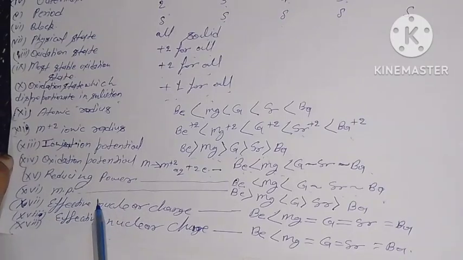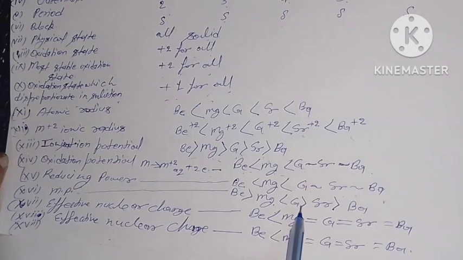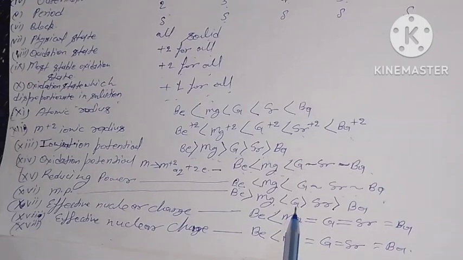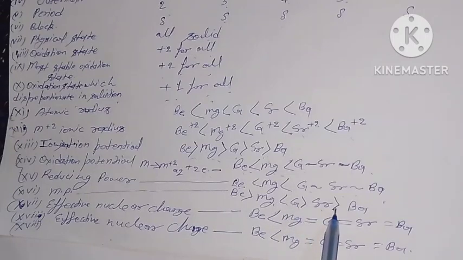Melting point: beryllium melting point is greater than magnesium, and the melting point of calcium is greater than magnesium and less than strontium, and the melting point of strontium is less than beryllium.